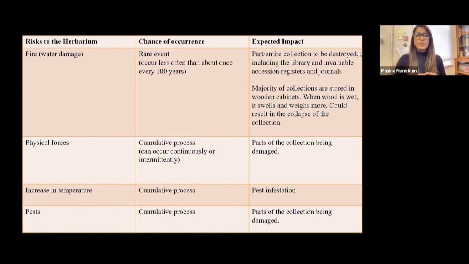Now, the next 2 risks I'm going to categorize together and talk about together.